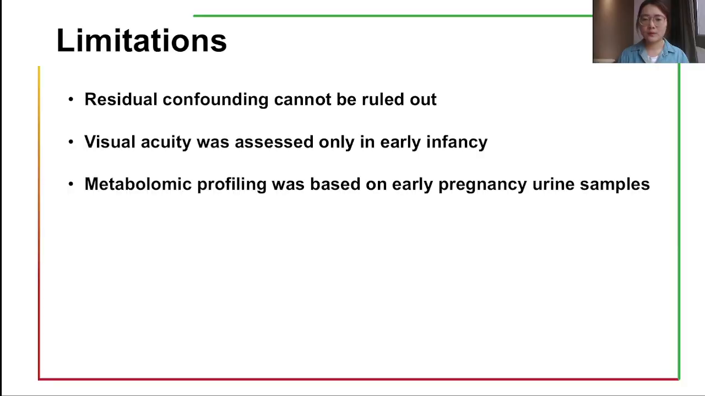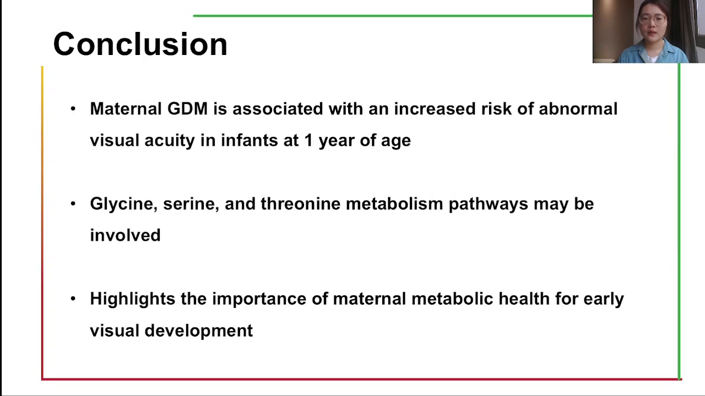Several limitations should also be acknowledged. First, residual confounding cannot be completely ruled out. Second, we only assessed visual acuity in early infancy, and longer-term outcomes require further investigation. Third, our metabolomic analysis was based on urine samples collected in early pregnancy, which may not fully reflect metabolic changes later in gestation.